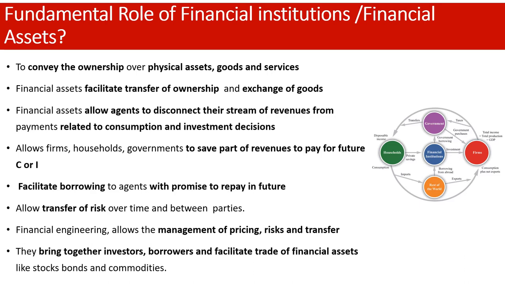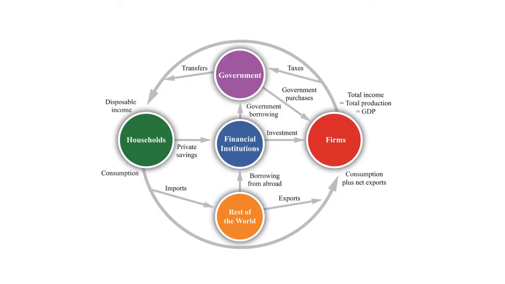They bring together these markets or these instruments which are working in the financial system through different financial institutions. They bring together the investors and borrowers and facilitate trade of financial assets like stocks, bonds and commodities. Now let's try to understand these financial assets one by one.